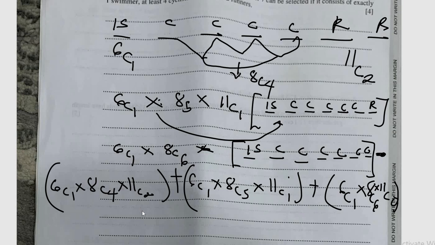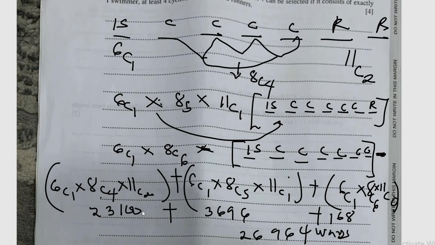So when you add them together, this one will most likely give us 2,3,100. This one will give us 3,6,9,6, while this will give us 168. When you add them together, we have 26,9,6,4. That's the number of ways this arrangement is possible.